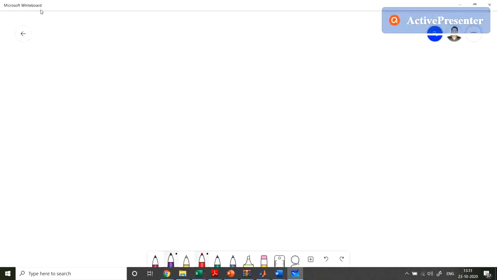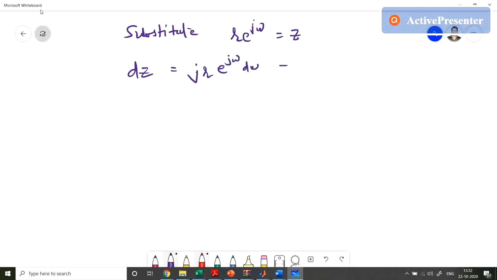Now let us substitute r e raised to the power j omega equals z in equation 3. If we differentiate, we get dz equals j r e raised to the power j omega d omega, which is j z d omega. So what is d omega? d omega is nothing but 1 divided by j, z inverse, dz.